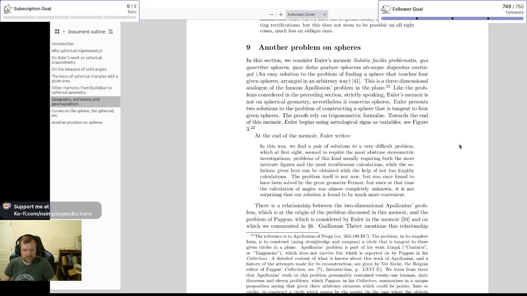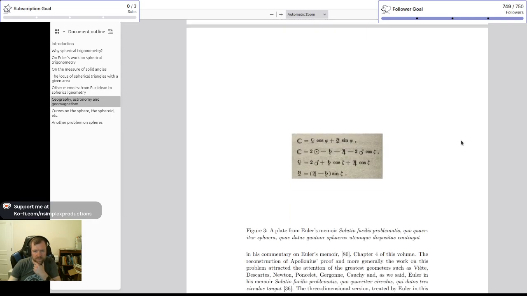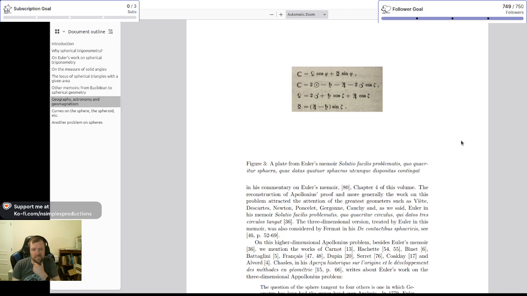There is a relationship between the two-dimensional Apollonius problem, which is at the origin of the problem discussed in this memoir, and the problem of Pappus, which is considered by Euler in the memoir and on which we commented in section 6. Guillaume Terray mentions this relationship in his commentary on Euler's memoir, chapter 4 of this volume.